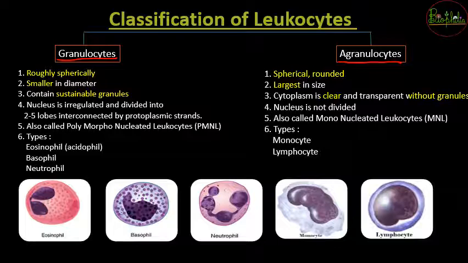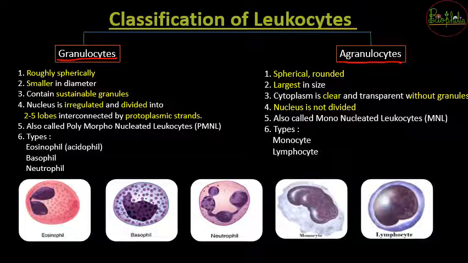Then granulocytes are going to have a nucleus which is going to be irregularly divided. और ये divide होता है into 2 to 5 lobes. So these lobes are going to be connected by protoplasmic strands. So there are going to be string-like structures which are going to hold the lobes of the nucleus into different shapes. बट वैसी कंडीशन agranulocytes में नहीं होती है. The nucleus is going to be one single large nucleus, उसमें वैसे कोई लोब्स स्ट्रक्चर जैसा नहीं होता है.